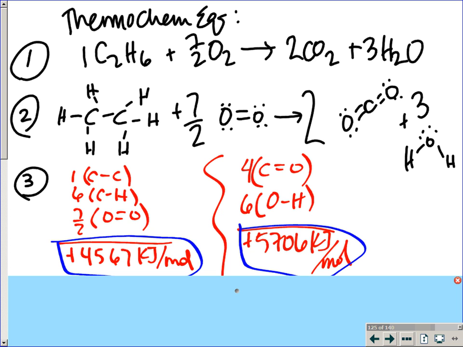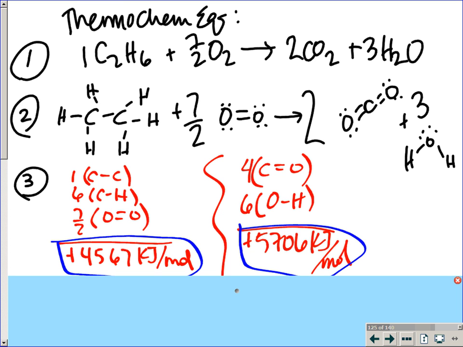4,567. Whose is doubled? Who had double coefficients? Just looking to see where we are. Okay, so of course yours is going to be close to 9,000. And then formation of products, 4 C double bond O bonds, and then 6 O-H bonds, because there were 3 times 2, and that gave you about 5,700 kilojoules per mole. So that's moles of the reactants versus moles of the products. We okay?